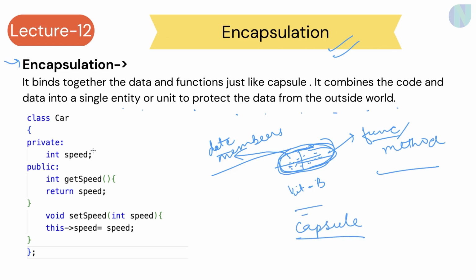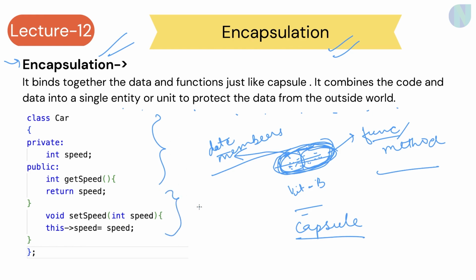So you can say that encapsulation is achieved when we combine together data members as well as their functions so that they bind just like a capsule. Let's take an example and understand how we are achieving encapsulation.